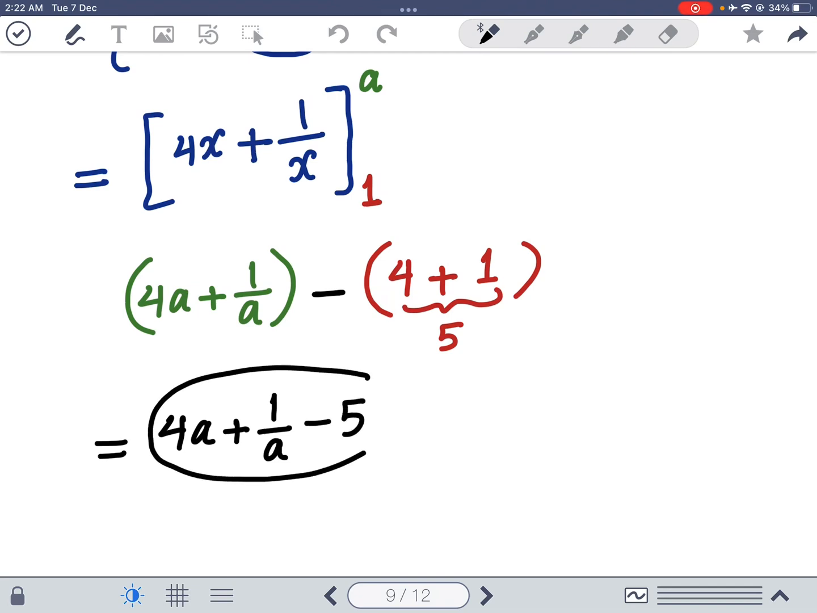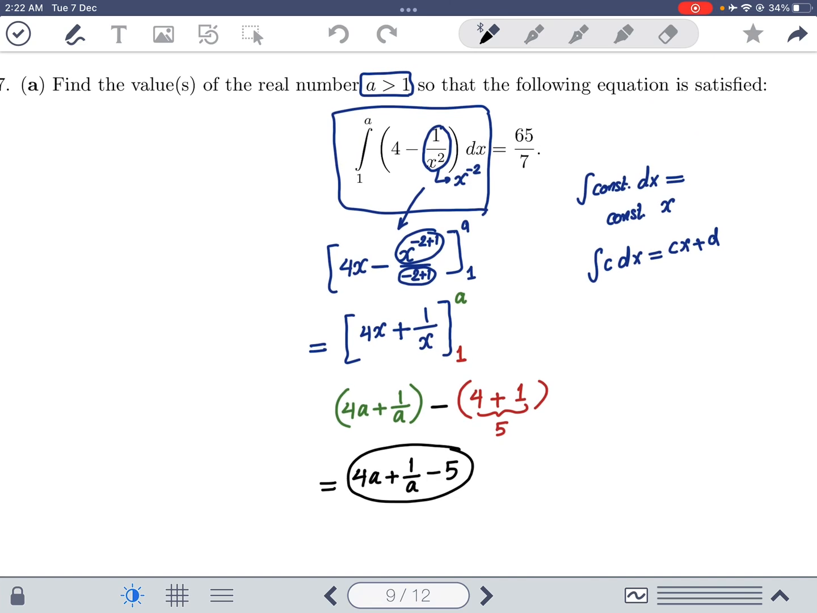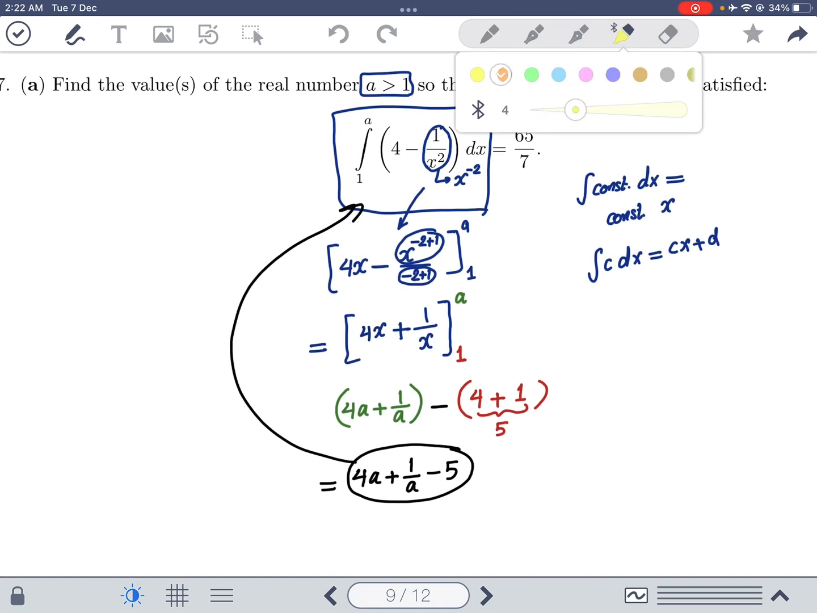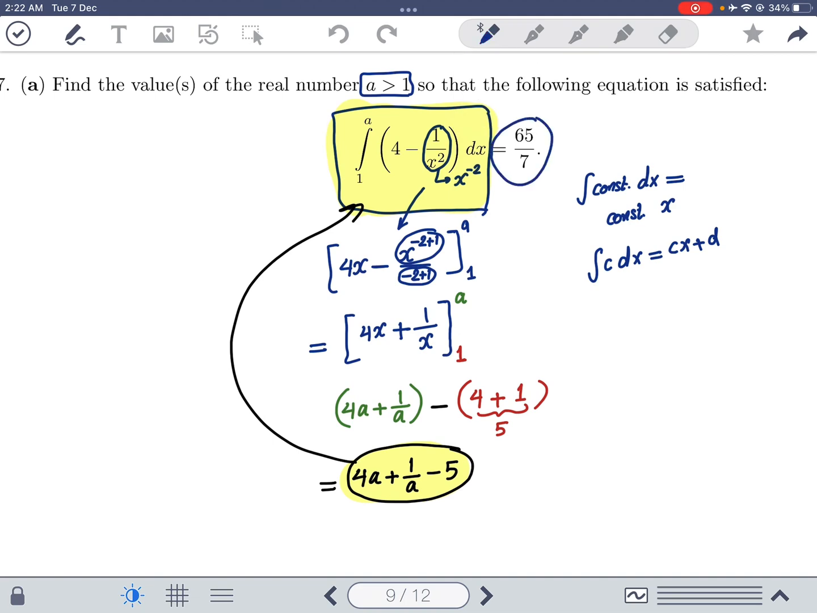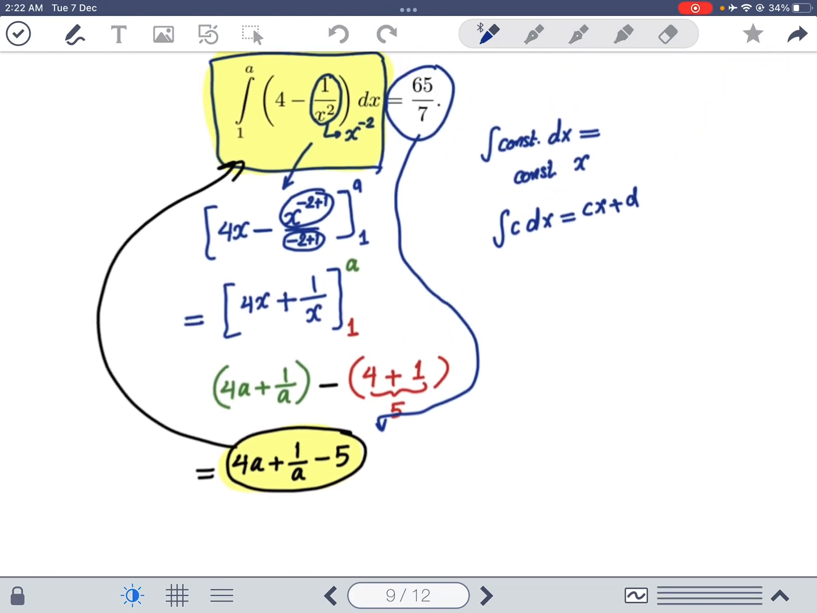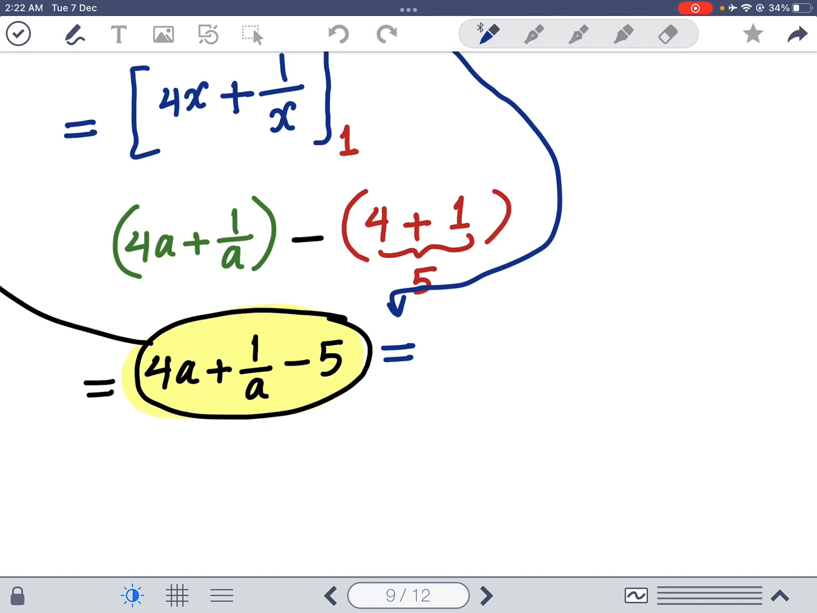Nice to know that this is the entire left-hand side, the entire thing that you see here. All of this yellow, we calculated it and we got this. And now we can solve. Now we can go to the 65 over 7 and put it here, so it equals 65 over 7.